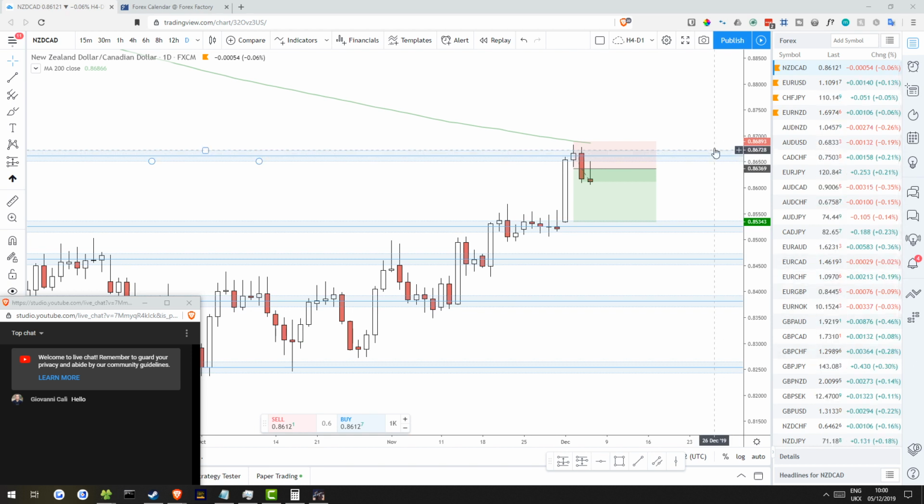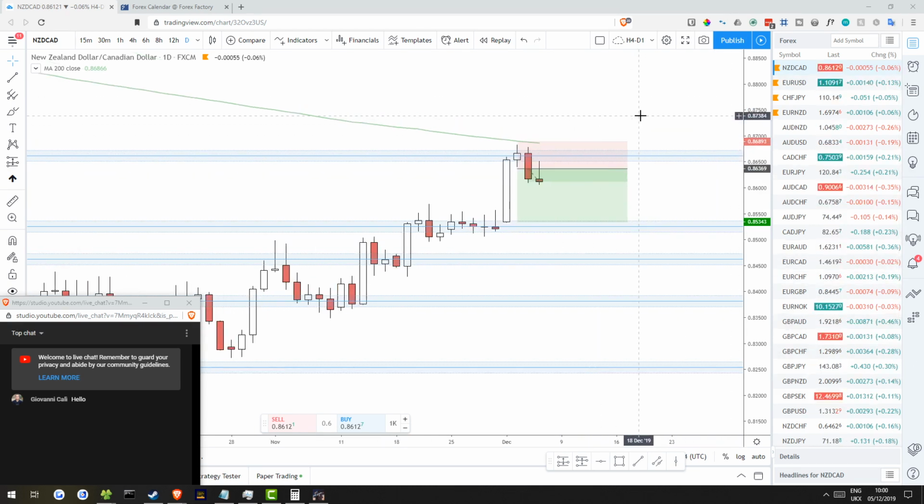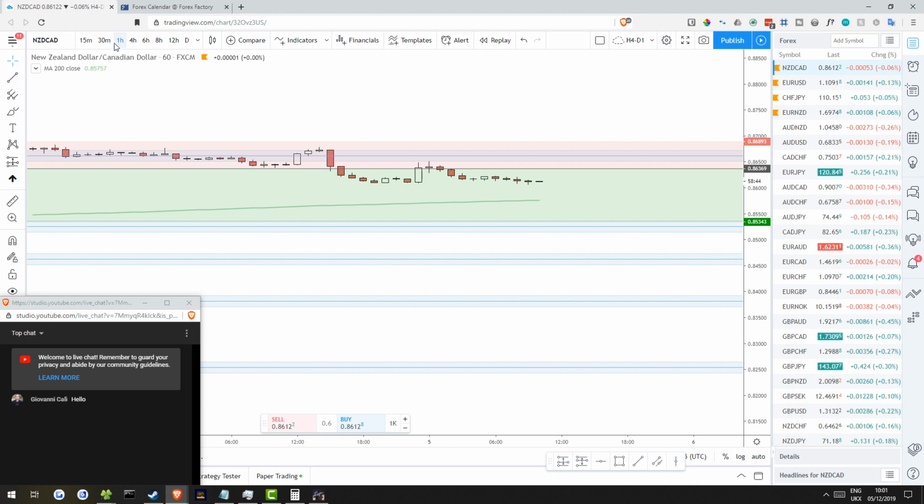I'm going to start off with New Zealand CAD. I shared a trade here, I think on Tuesday. And then there was an update to that trade on yesterday's analysis, which was a members only session. Obviously this trade's been entered. It's doing okay. It pulled back a little overnight, but it's come back down.